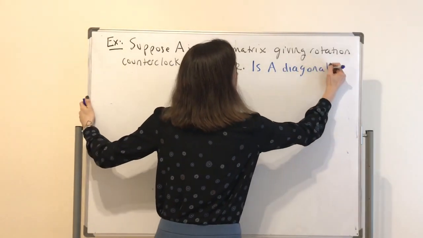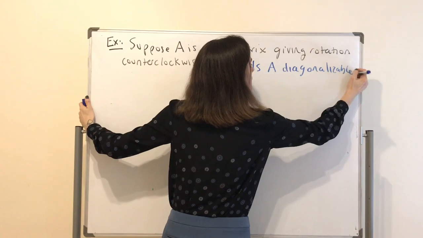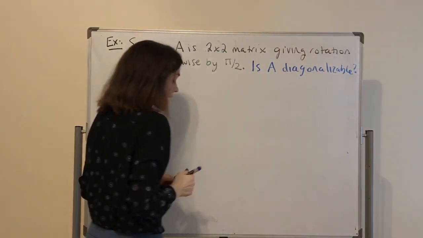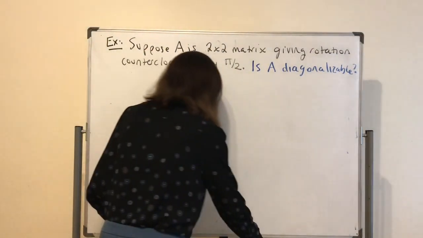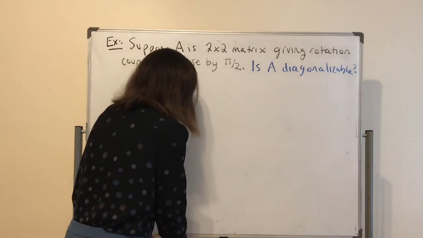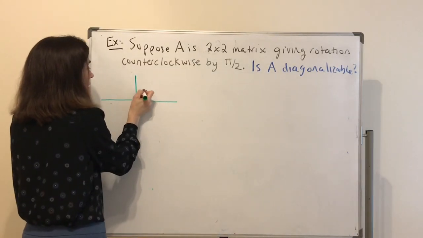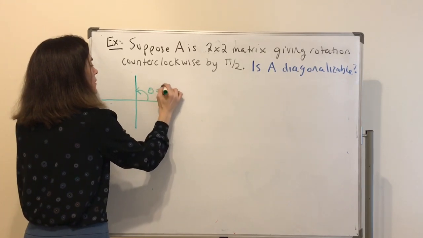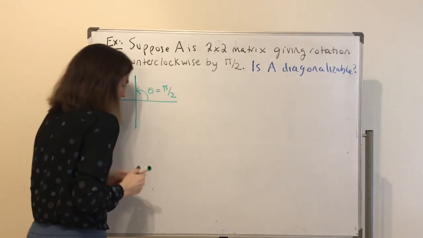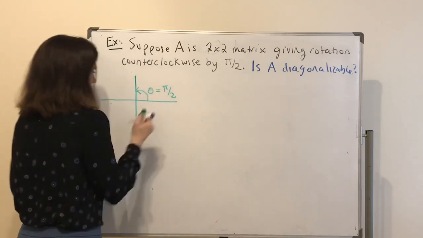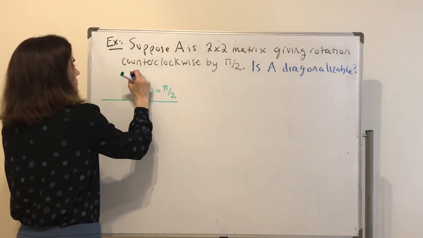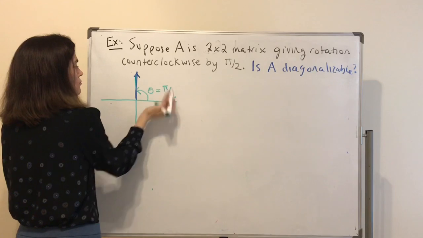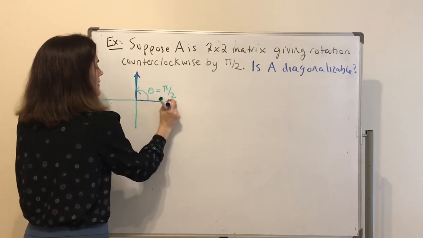So we want to think about eigenvectors and eigenvalues for this rotation matrix. Okay, let's draw a picture. So this is rotating this way by theta equals pi over 2. And here's the end of that angle here. Rotating, here's the angle. Okay.